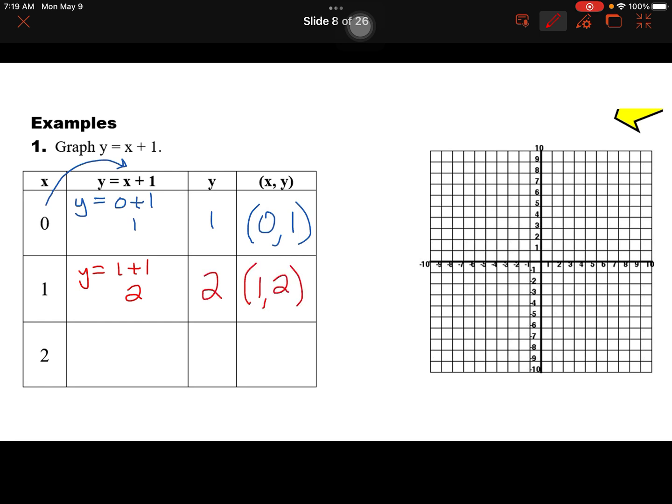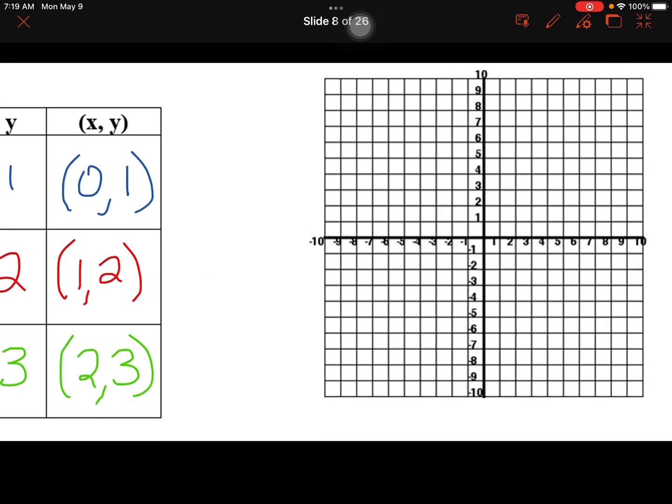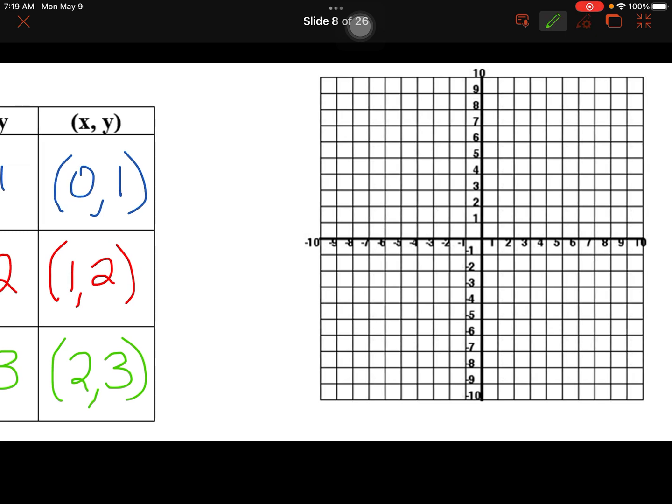Now, once again, if I'm going too fast for your class, you can pause. Then we go y is 2 plus 1, which is 3. So the ordered pair is 2, 3. Now, I'm going to make this a little bit larger so it's easier for me to plot. And you're going to graph these 3 ordered pairs.